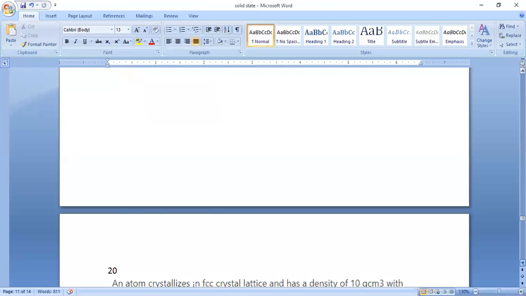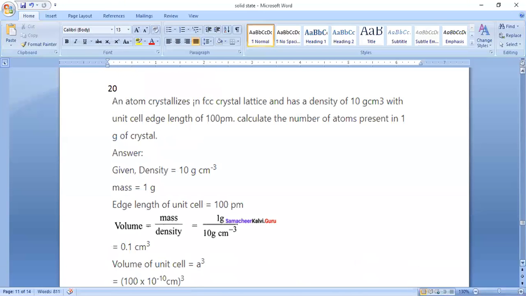Next question number 20. An atom crystallizes in FCC crystal lattice and has a density of 10 gram per cm cube with unit cell edge length of 100 pm. Calculate the number of atoms present in 1 gram of a crystal. The density is given here, that is 10 gram per cm cube. The mass is 1 gram. The edge length is also given, that is 100 pm.